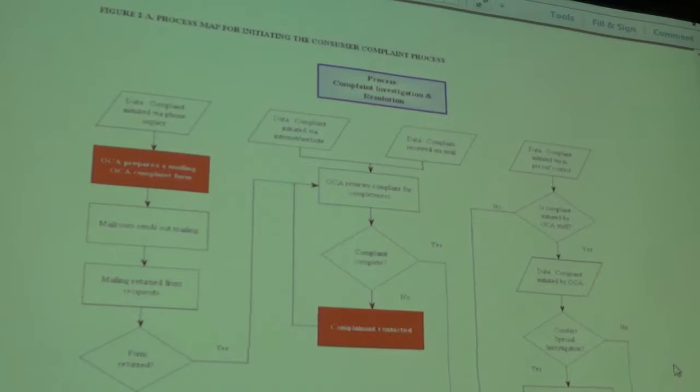As you can tell, the diamond-shaped boxes are critical decision points. Those are questions based on a particular action being taken. It's either yes or no. If it's no, then it goes a particular way. If it's yes, it goes a particular way. So let me focus on the left-hand side, where the complaints are initiated by the phone inquiry. Let me expand this.